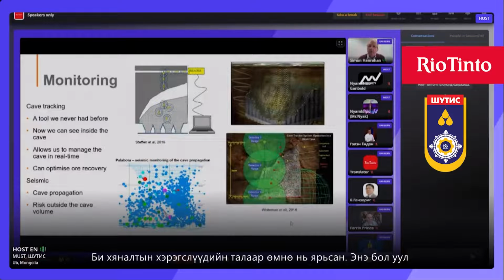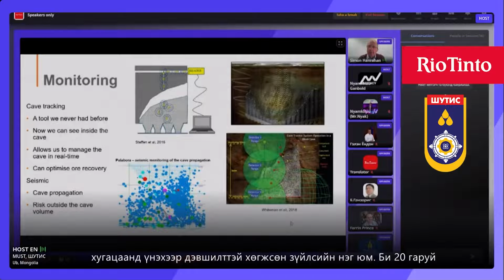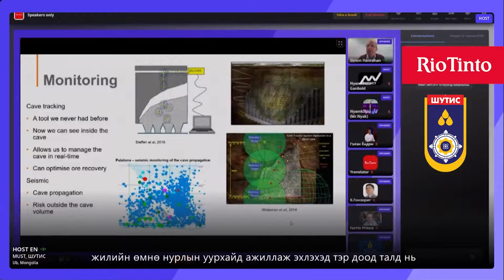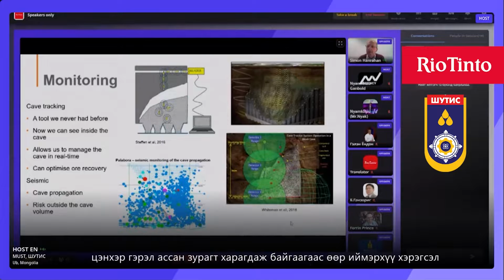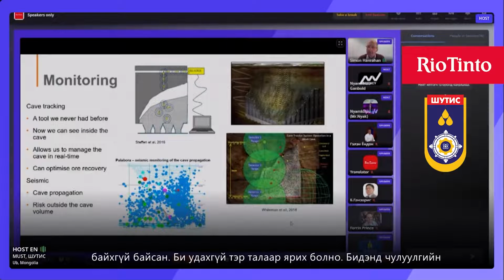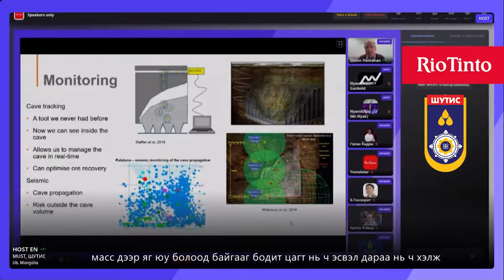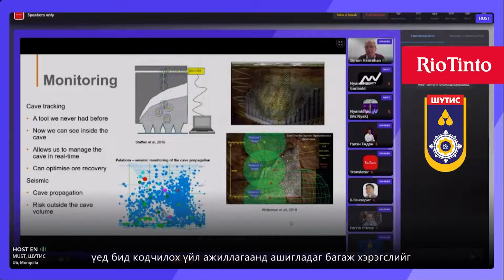So I talked about monitoring tools before, and this is one of the things that the mining industry, particularly caving, has really advanced over the last 15 years. When I started my caving career over 20 years ago, we had none of these tools, except for the picture with the blue dots down the bottom, which I'll talk about shortly. But we had no active monitoring tools that could tell us exactly what was happening in the rock mass over time and in real time.